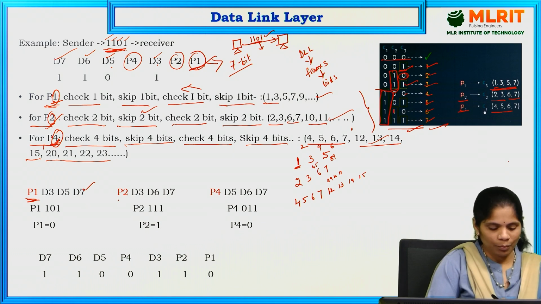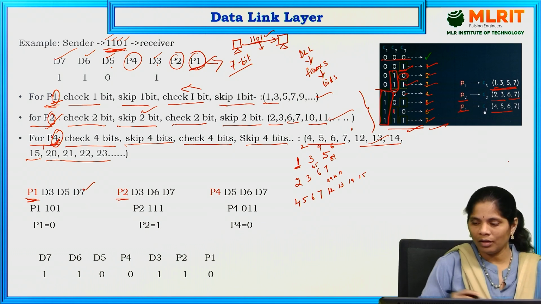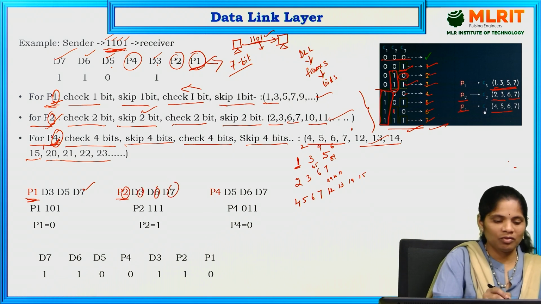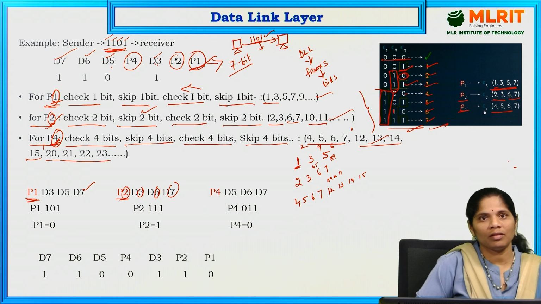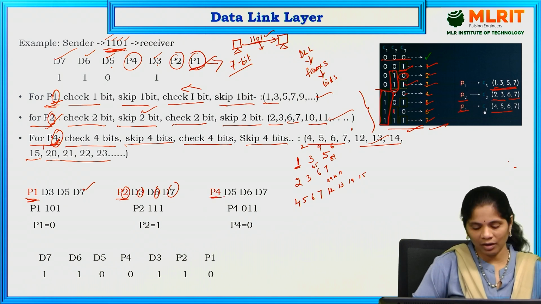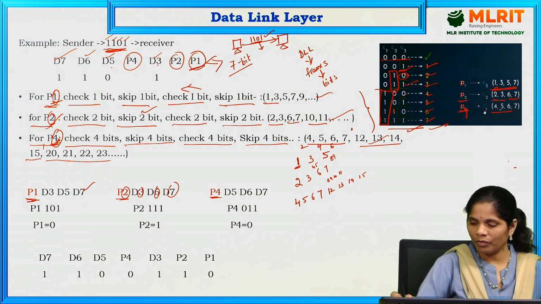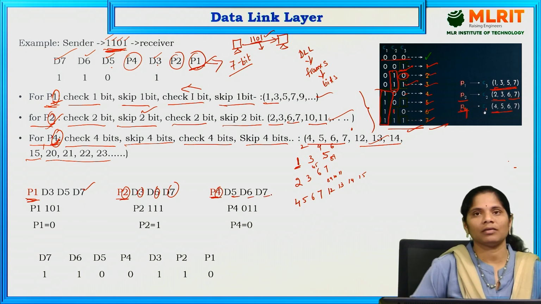Next, for finding P2: P2 is position 2, that is completed. Next is 3, 6, 7. These positions are the data positions that I have taken. Next one, for finding P4. Why do I have to find P4 here? P4 position means what? Here it is P4. So for finding P4, 4 is already there. Next 5, 6, 7 we have to consider.